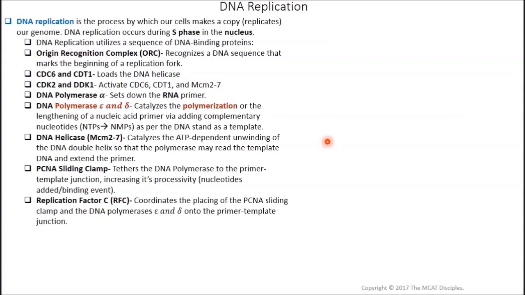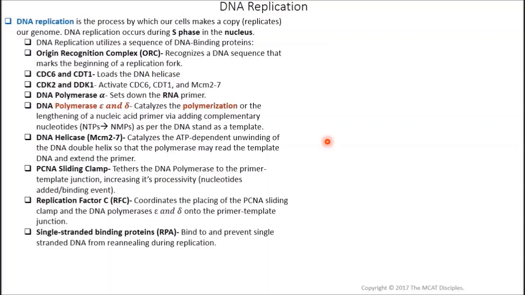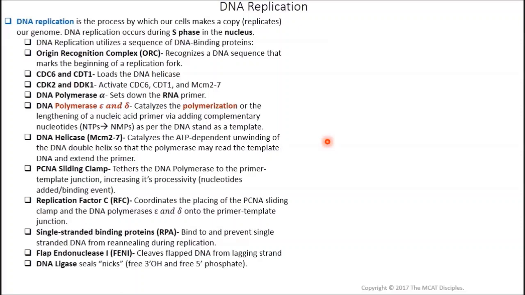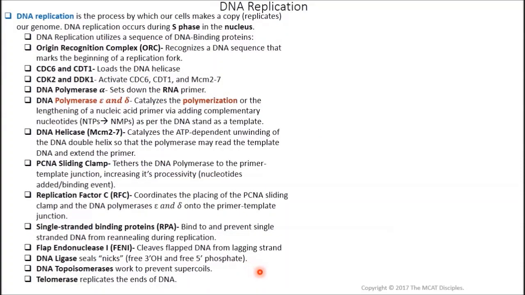Replication factor C, or RFC, coordinates the placing of the PCNA sliding clamp and the DNA polymerase epsilon and delta onto the primer template junction. Single-stranded binding proteins, or RPA, bind to and prevent single-stranded DNA from reannealing during replication. Flap endonuclease, or FEN1, cleaves the flap DNA from the lagging strand. That flap DNA results from Pol delta plowing through the Okazaki fragments on the lagging strand. FEN1 will cleave that strand out, and then ligase will seal the nick, which is a free 3' OH and a free 5' phosphate. DNA topoisomerases work to prevent supercoils. Telomerase replicates the ends of DNA, and the shelterin complex binds and protects the ends of DNA.